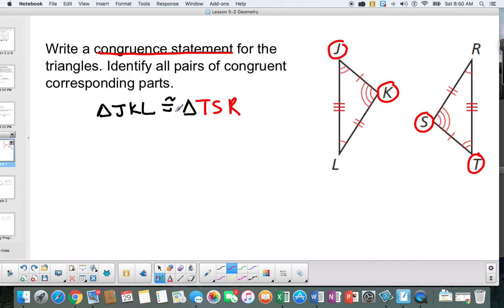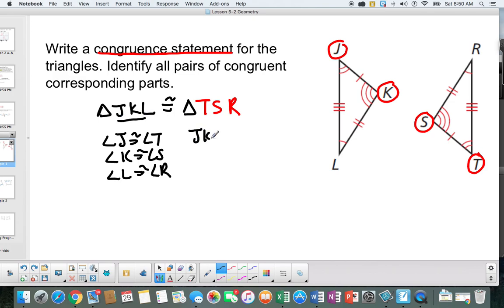Identify all pairs of congruent corresponding parts. I'm not going to use the diagram anymore because this really tells me a lot. Angle J is congruent to angle T, the first position. Angle K congruent to angle S. Angle L congruent to angle R. These are all my angle pairs. Now I'm going to go to my side pairs. JK, first 2 letters, congruent to TS, first 2 letters. Last 2 letters, KL, congruent to last 2 letters, RS. And then the first and the third, JL, congruent to the first and the third, TR.